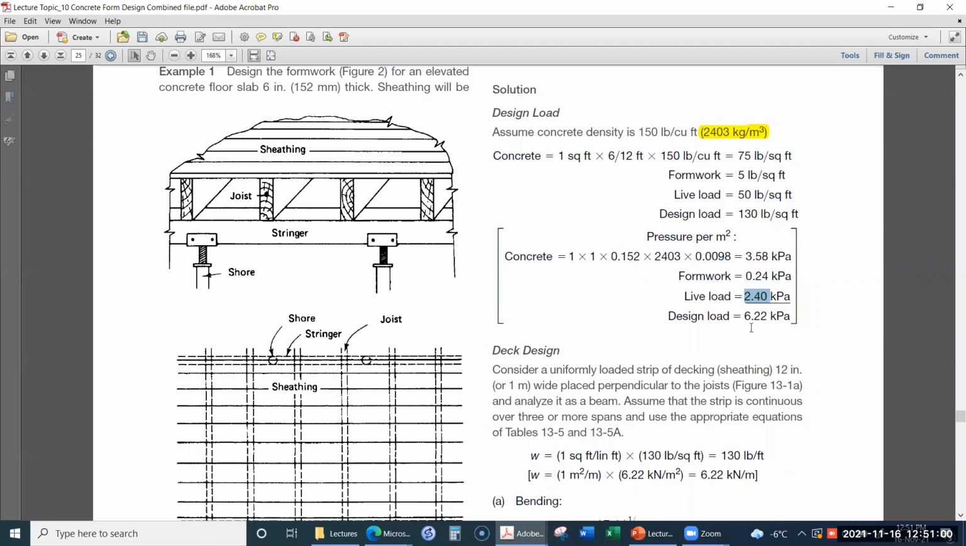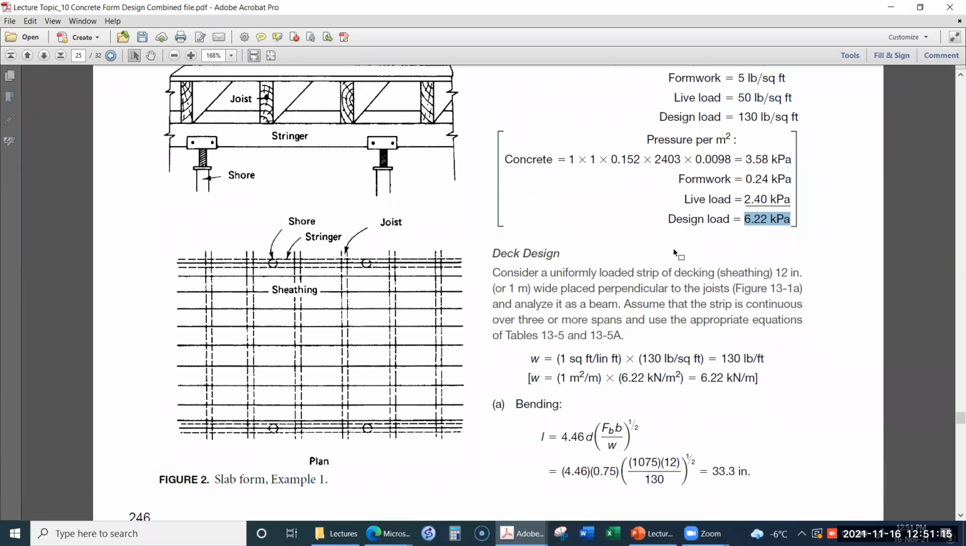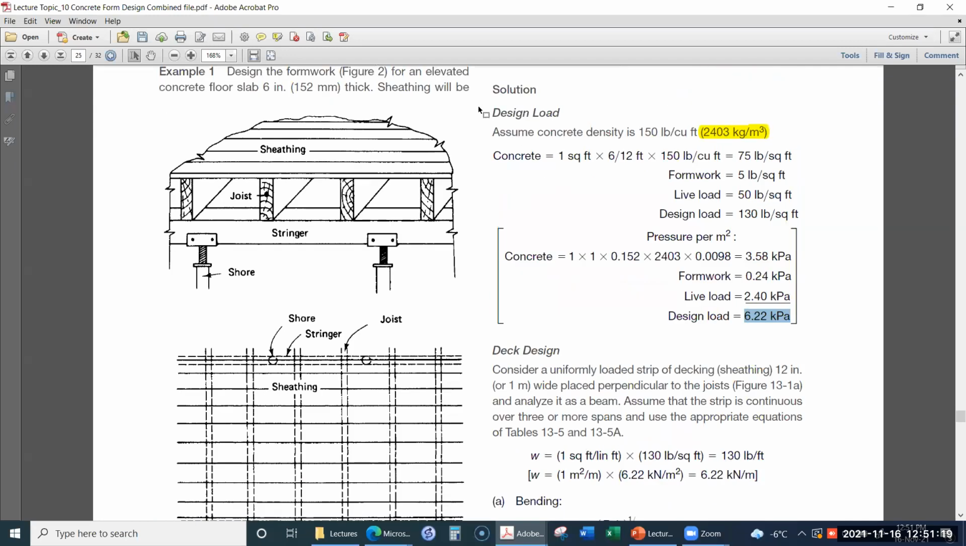So add all these three together. The design load is 6.22 kilopascal. In this case, we have calculated the design load as 6.22 kilopascal, and we will use this design load of 6.22 kilopascal for further analysis. So we have calculated the design load.